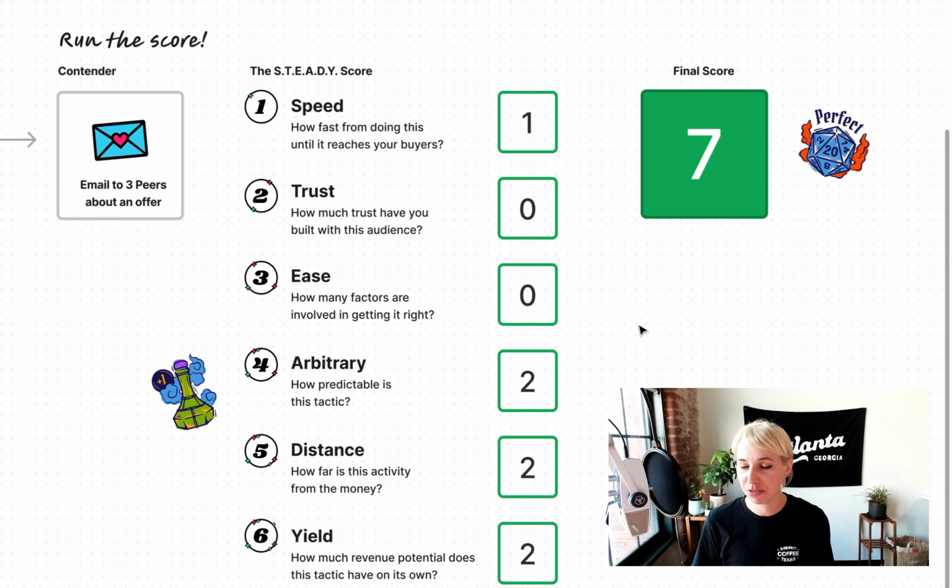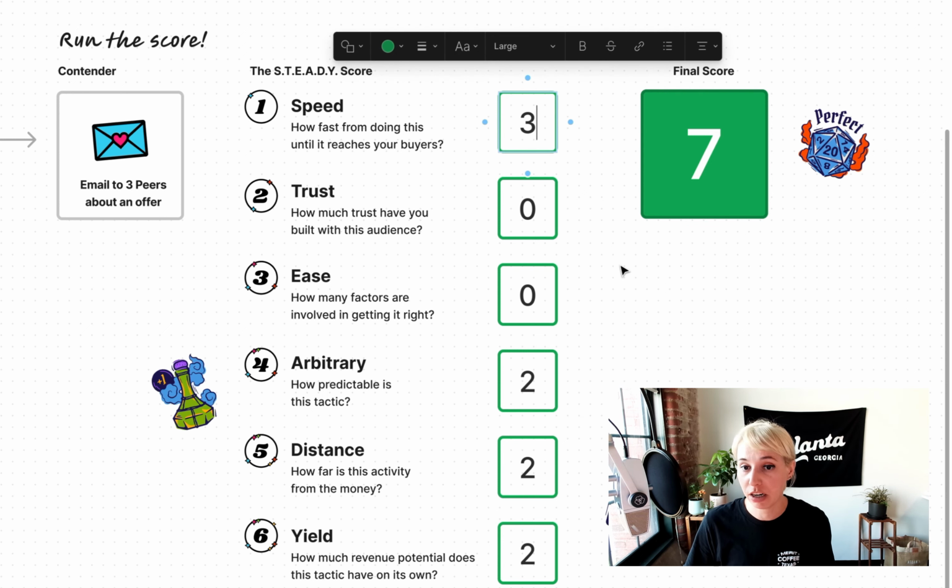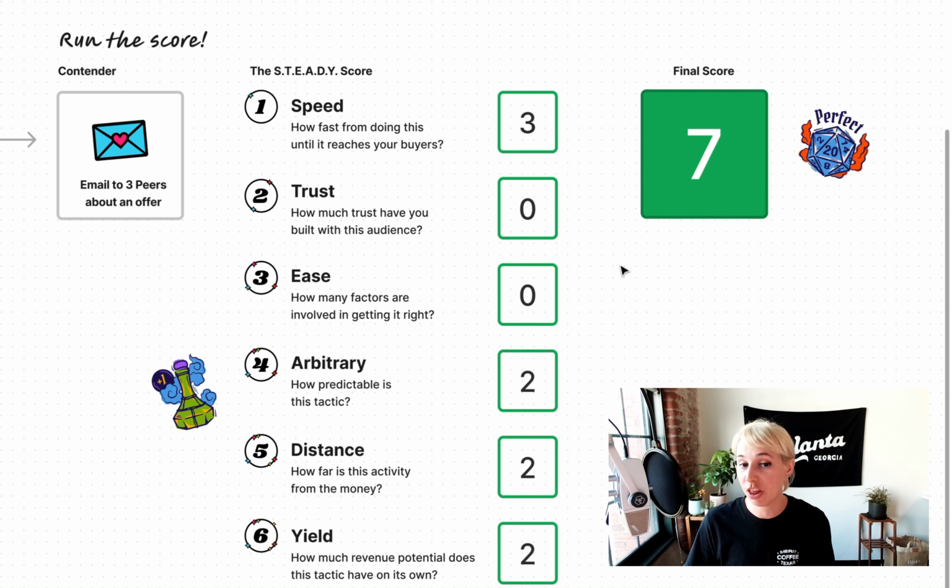Speed. How fast from doing this until it reaches your buyers? Pretty fast. People can forward that email right away. They can get you in touch with a buyer within that same day. So we're giving that a 3.